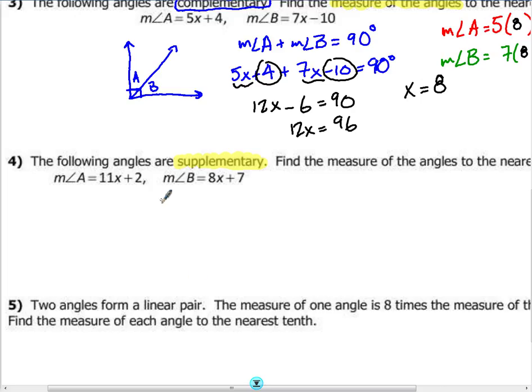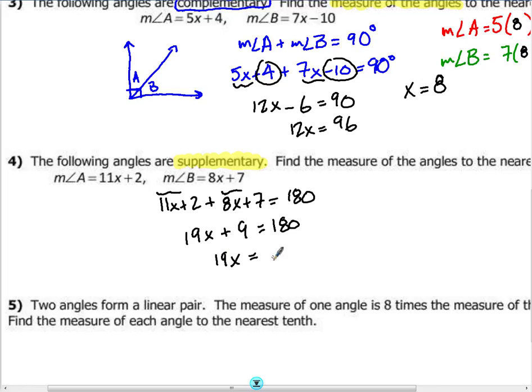Combining my like terms, 11x and 8x add up to 19x. 7 plus 2 is 9. Taking away 9, I get 19x is equal to 171. Dividing by 19 gives me an x of 9. Since x equals 9, they want me to find the angle measures, so I'm going to plug that back into my angle measures here.